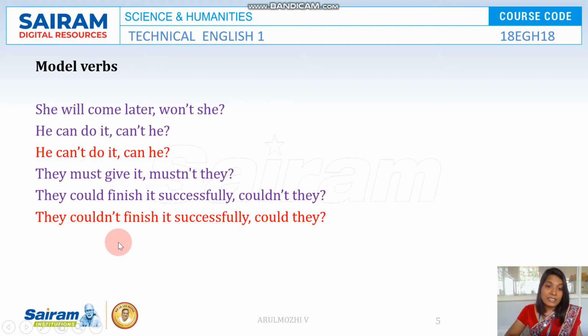Okay, and that is the intonation pitch. The statement must be in low pitch and the tag must be in high pitch. Take for example, they couldn't finish it, could they? They could finish it successfully, couldn't they? So this is how it should be asked.